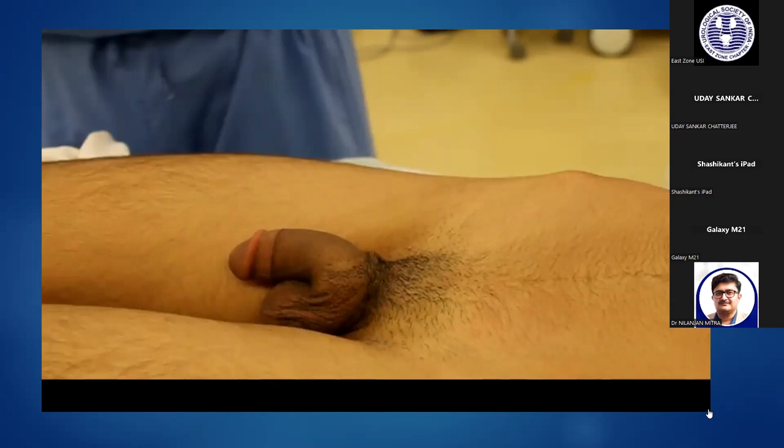And then, where was the circumcision done? Have you taken the history regarding the circumcision? What was the indication of the circumcision, and whether after circumcision the meatus is normal or not? Just the child has been circumcised. And it's unlikely that a 15-year-old boy who has been circumcised by a clinician will not notice the absent testis on the other side. That's why I asked, why was this child circumcised? Is it ritual or some indication? Maybe ritual, ma'am. As of now, the meatus is normal. Okay.